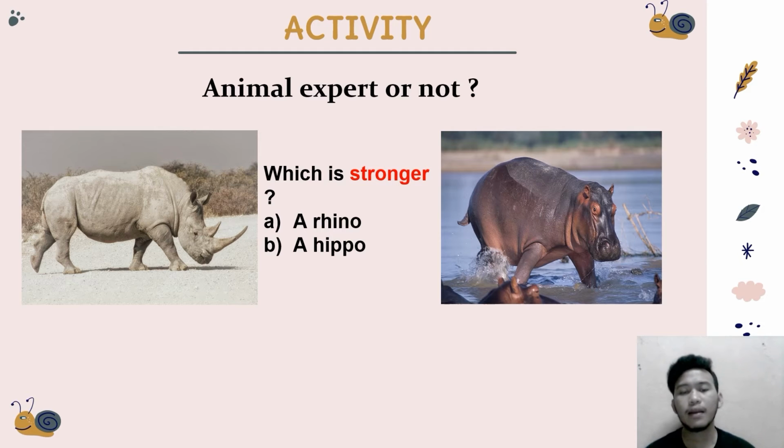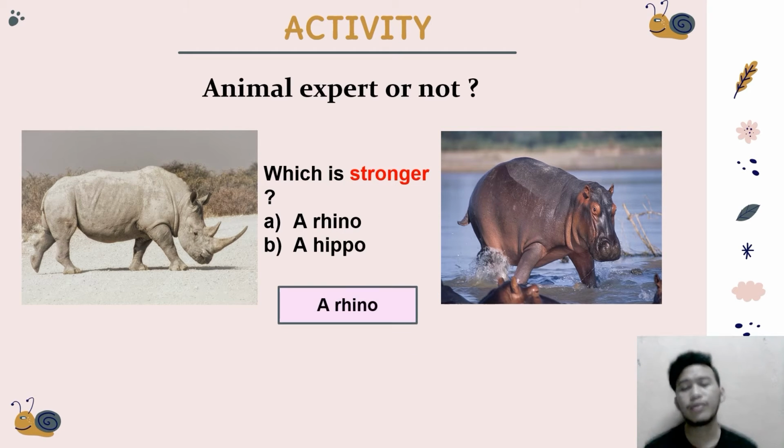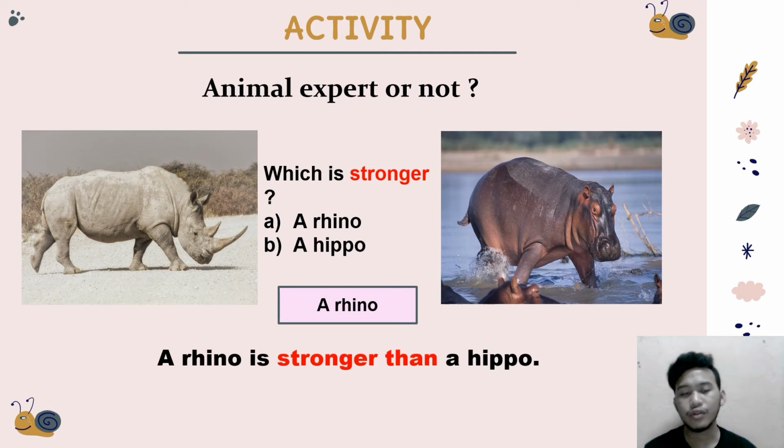Next, the first picture on the left is a rhino. Yes, and on the right side we have a hippo. So between these two, which one is stronger? Okay, come on, take it. Which one is stronger? Is it a rhino or a hippo? Yes, the correct answer is a rhino is stronger than a hippo. So we can say a rhino is stronger than a hippo.